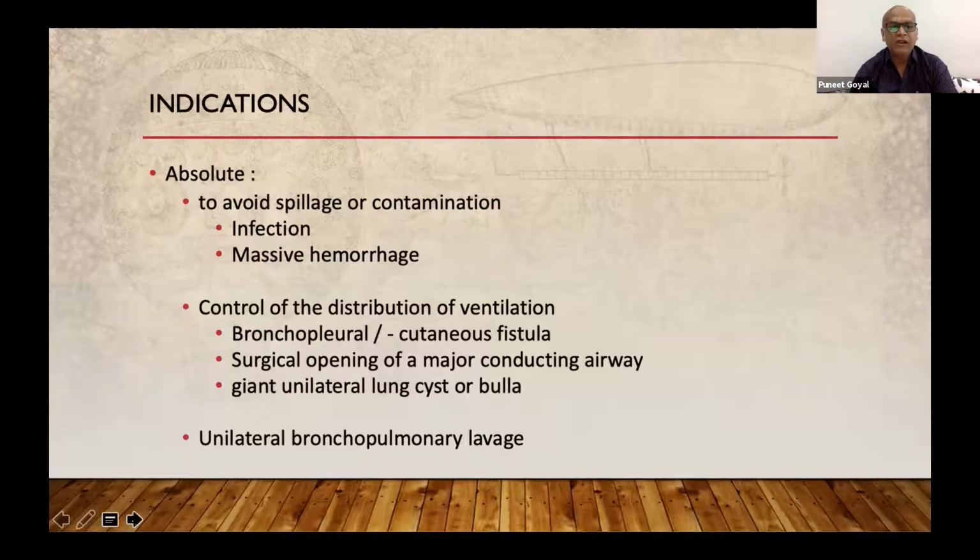Indications of one lung ventilation. Absolute indications are to avoid the spillage or contamination whenever there is an infection or massive hemorrhage, or for the control of distribution of ventilation like bronchopleural or bronchocutaneous fistula, surgical opening of a major conducting airway, or if there is a giant unilateral lung cyst or bulla present. And then if a unilateral bronchopulmonary lavage has to be performed.